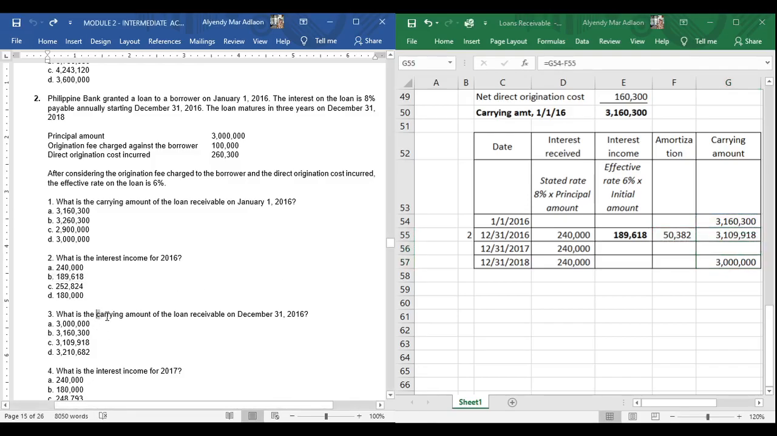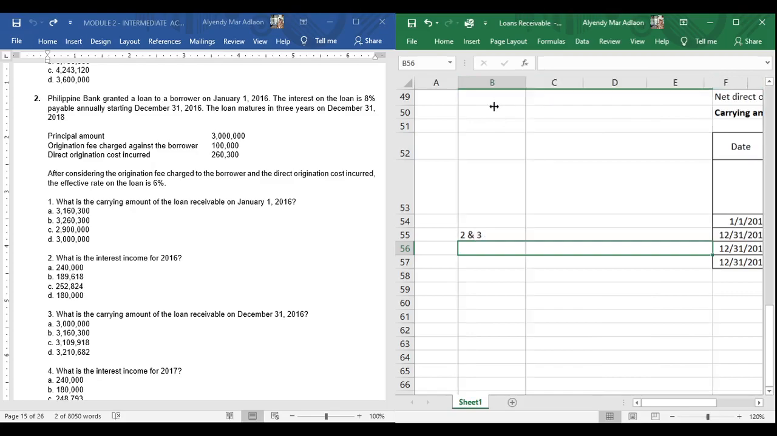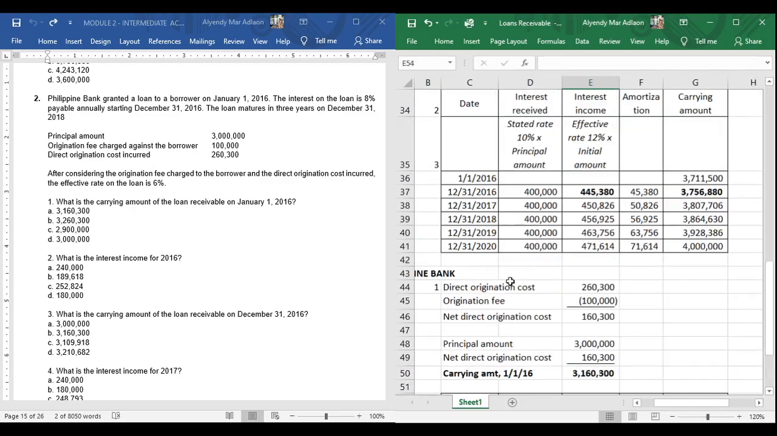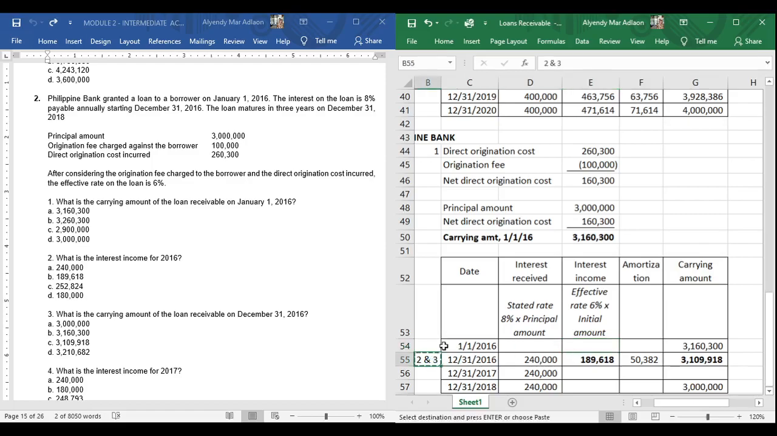For the next question, what is the carrying amount of the loan on December 31, 2016? That is 3,109,918. Okay, so this is therefore number 2 and number 3. What else is independent?